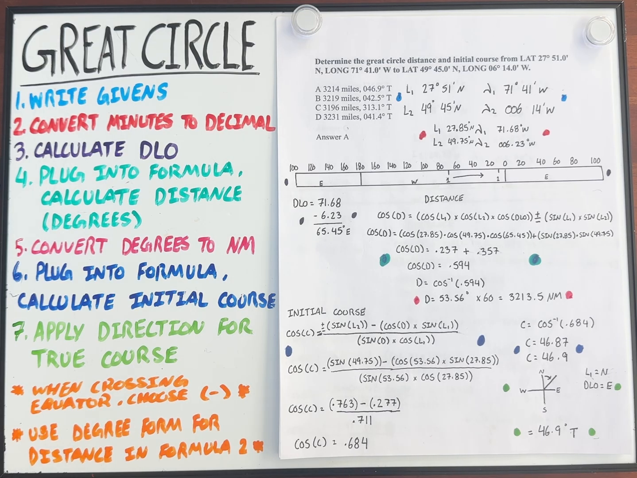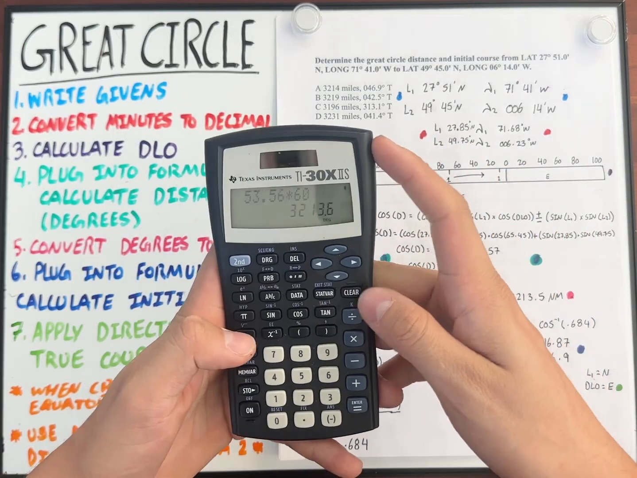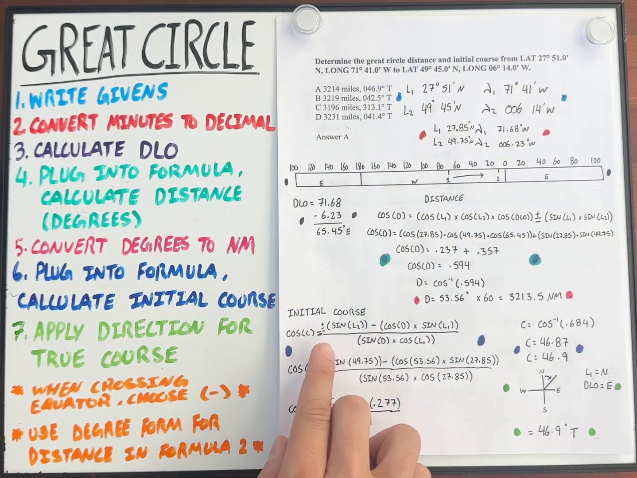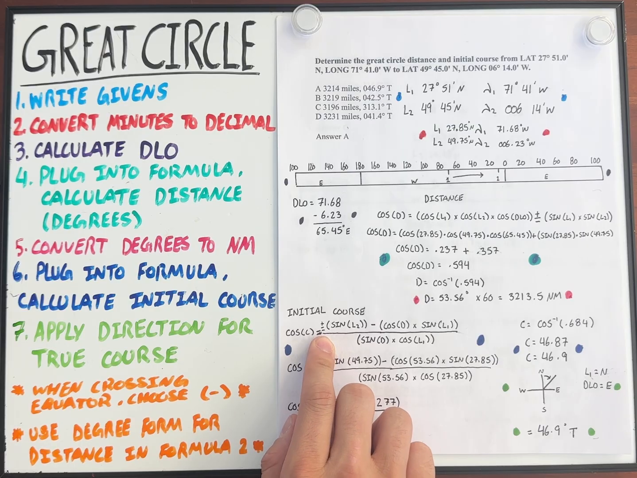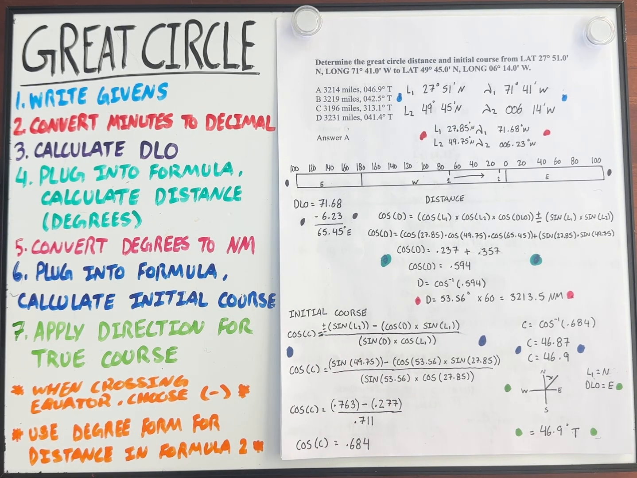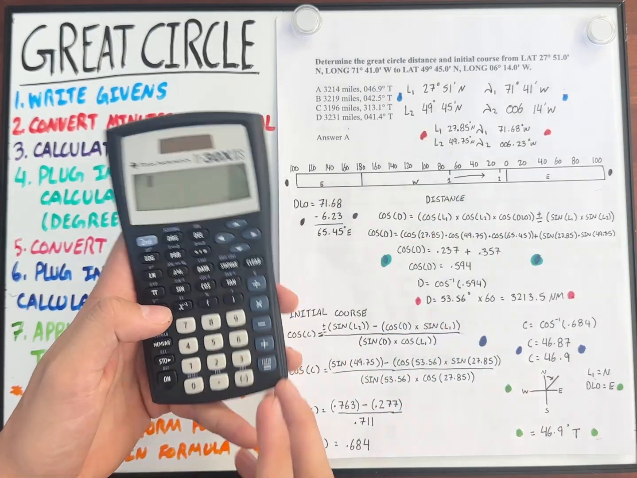So step 6 is to plug into the initial course formula and find what that initial course is. This one I like to break down even further, and you'll notice, if you can see it, at the front of this problem there's a plus or minus. Same concept as what we just looked at in the distance formula, which is if we're crossing the equator, we're using a minus sign. In this instance, we're not crossing the equator, we're staying in northern latitude, so we're just going to leave that positive. So here we go.